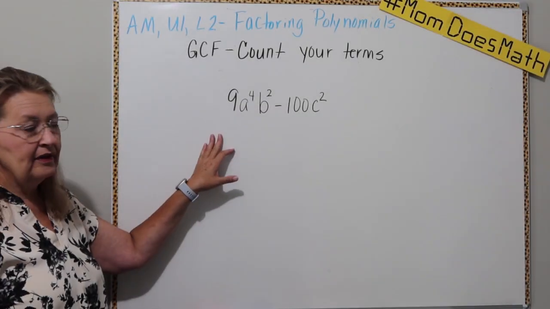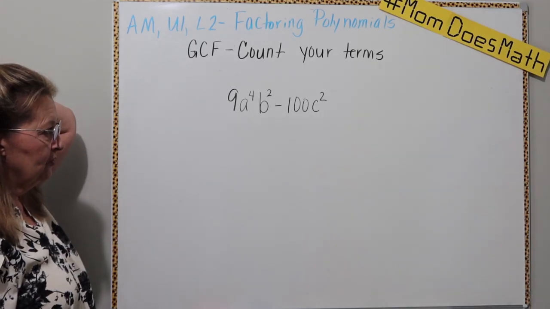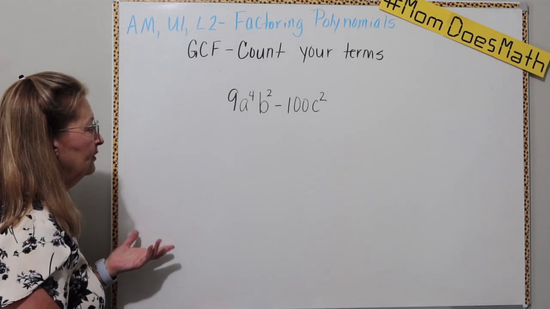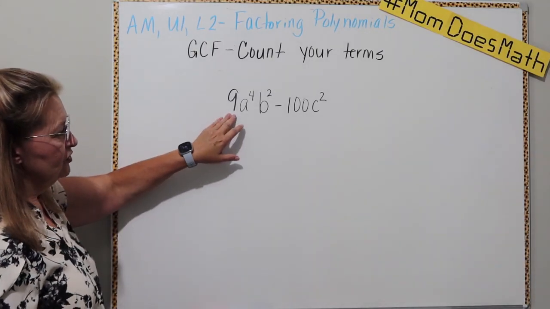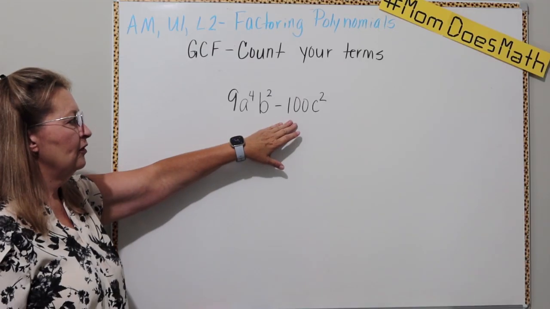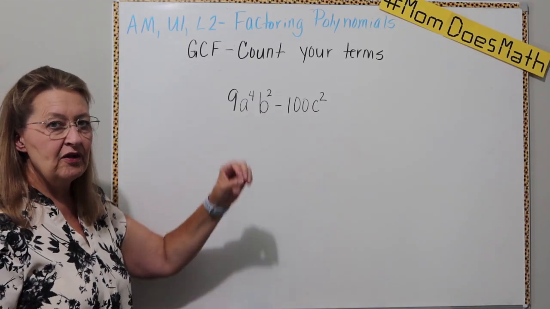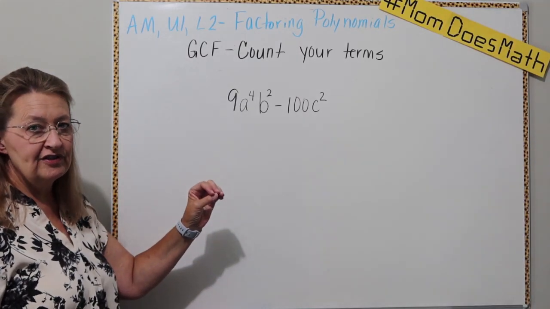Let's look at example 6 now. 9a to the 4th b squared minus 100c squared. Do I have a greatest common factor? No, I do not. Do I have perfect squares? Well, 9 is a perfect square, 100 is a perfect square, and all of these variables have even exponents. So yes, I have two perfect squares, and do you have a difference?